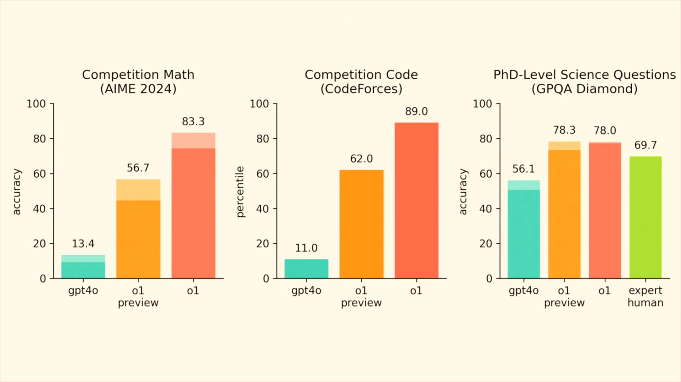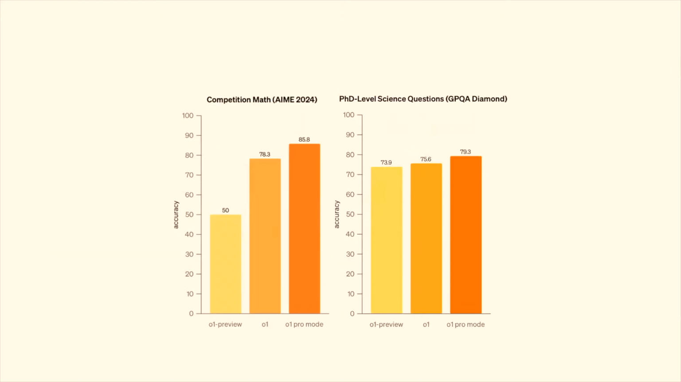A lot of people, power users of ChatGPT at this point, they really use it a lot. And they want more compute than $20 a month can buy. So we're launching a new tier, ChatGPT Pro. And Pro has unlimited access to our models and also things like advanced voice mode. It also has a new thing called o1-pro mode.